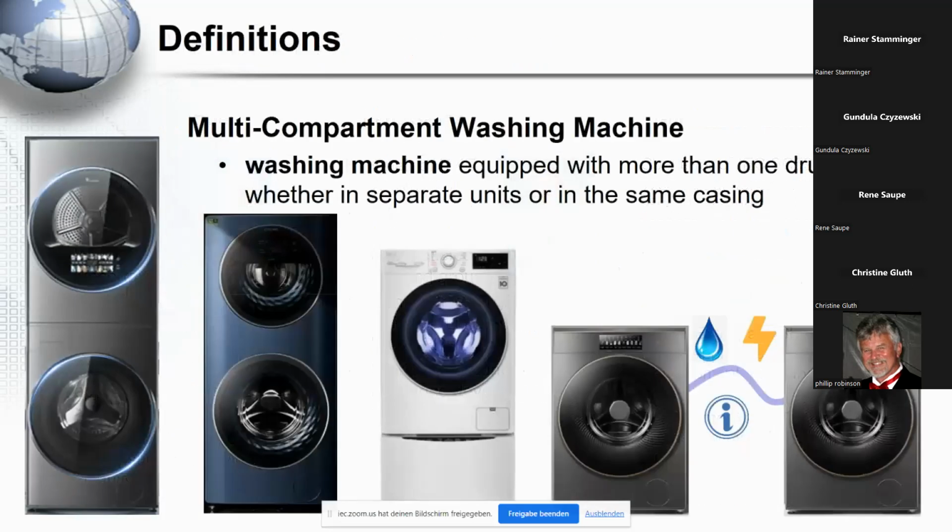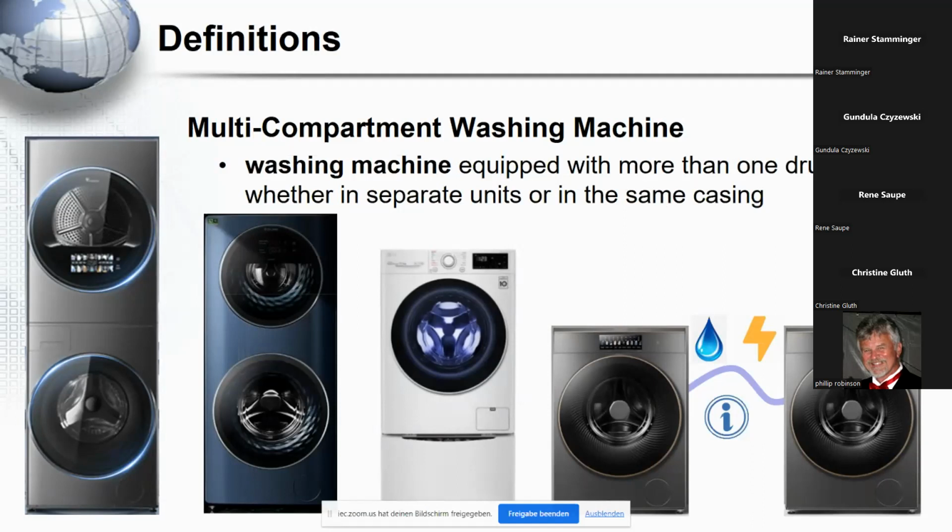Today we're going to speak about the multi-compartment washing machine. So we try to understand what makes it a multi-compartment washing machine, how to prepare this machine, what to measure, how to measure, and then finally how to evaluate the data and how to report the data. We're going to start with the definition of the multi-compartment washing machine.